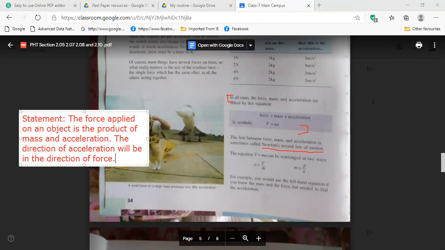So are you done, everyone, with the statement? Yes, sir. What is the statement for? Newton's second law. Yes, this statement is for Newton's second law of motion. So we can go to the next step.